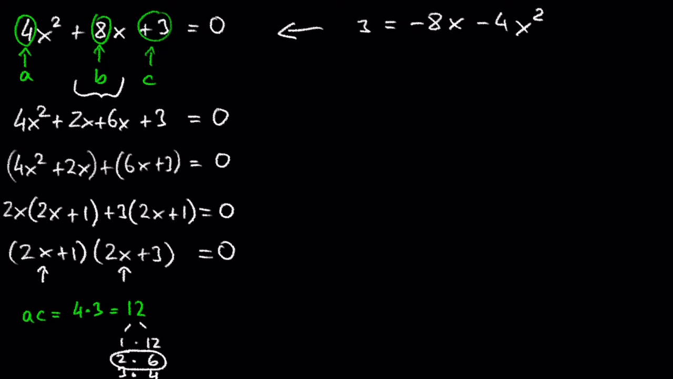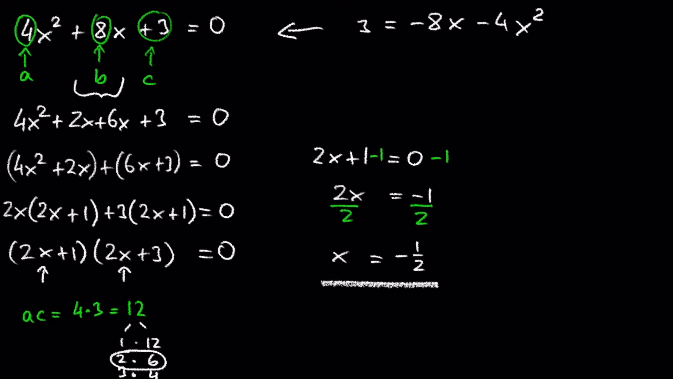Let's first look at the first set of parentheses and make that equal to 0. 2x plus 1 equals 0. Subtracting 1 on each side gives us 2x equals negative 1. And dividing by 2 on both sides, we get x equals negative 1 over 2.